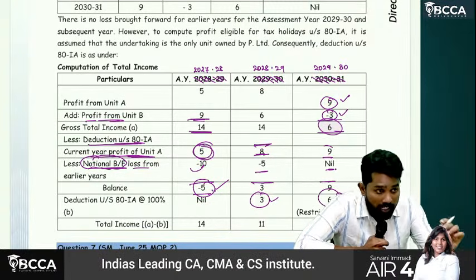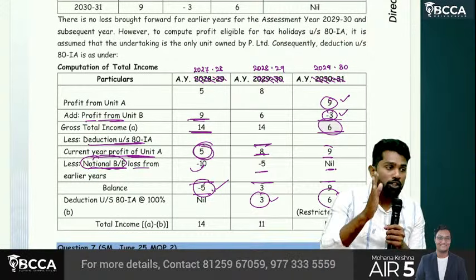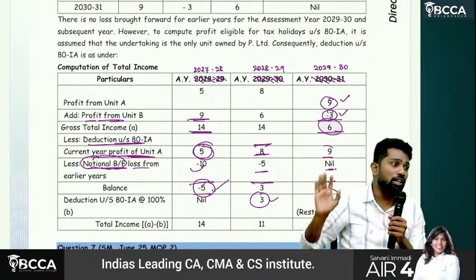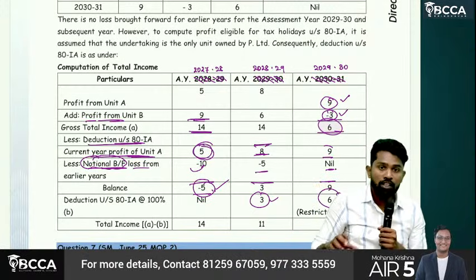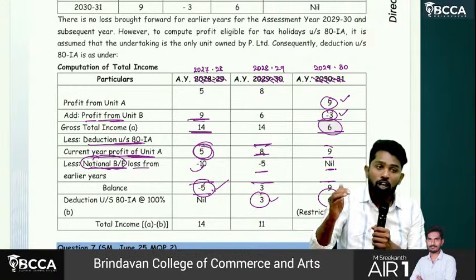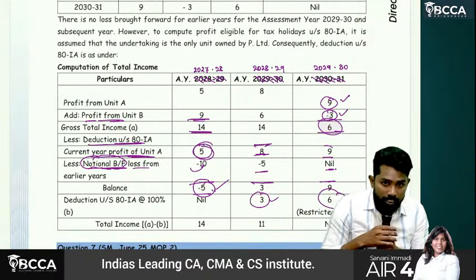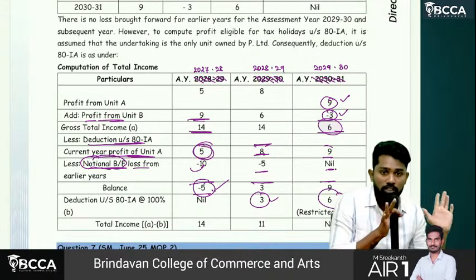Okay. So the right way is like this. First, for calculating the deduction, you should compute as if that particular unit is the only business you are having. The unit on which you are claiming 80IA deduction is the only business you have. That way you have to calculate the deduction. But ultimately, the deduction cannot exceed gross total income.